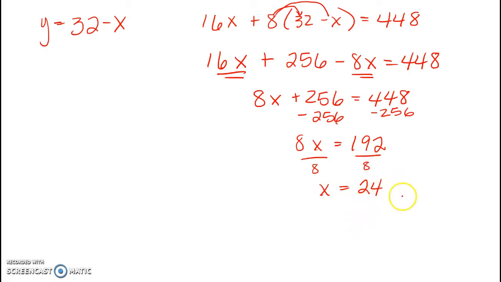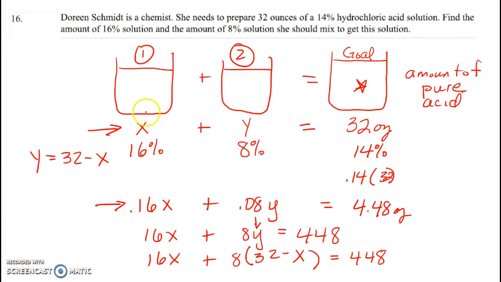Okay, and that would be ounces. 24 ounces of the, what was the solution? I'll have to go back and look. All right, so to get the other solution, we're going to plug x right into here. We get y equals 32 minus 24. So y equals 8 ounces. So it looks like we need 8 ounces of our 8% solution, and we need 24 ounces of our 16% solution. All right, that'll give us the 14% solution. Whew, okay.